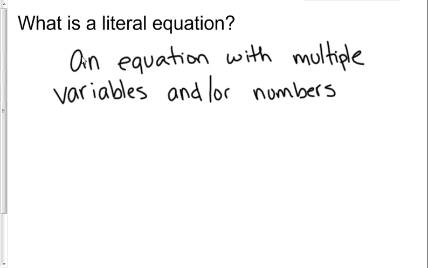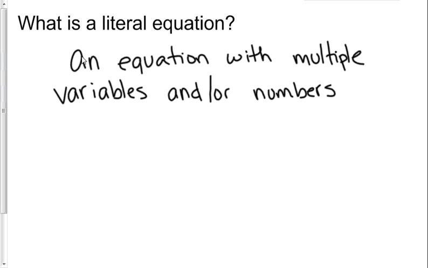Okay, so the literal equation, you're going to have more than one variable. Okay, and then you also have some numbers mixed in. So the equations we've seen previously only had one variable. You either solve for x or you solve for n, and you got that equal to a number. Here we've got multiple variables, so we're not going to be able to do that.